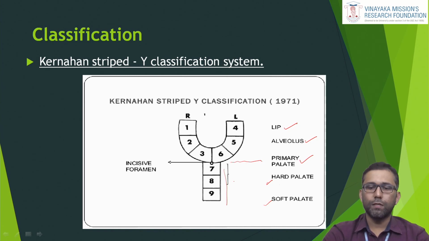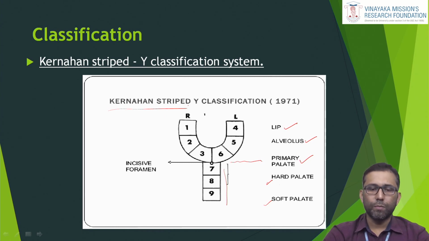The professional message that you carry, for example, you will write the numbers 4, 5, 6, 7, 8, 9. That means there is a left lip, alveolus and primary palatal cleft, and there is a median hard palate and soft palate cleft. Or if you write 7, 8, 9, it means that there is a complete median palatal cleft, that is hard palate and soft palate. If you write only 4, 5, that means only a lip and alveolus left unilateral cleft is present. Okay, so that is how you will be conveying the message based on Kernahan's striped Y classification.